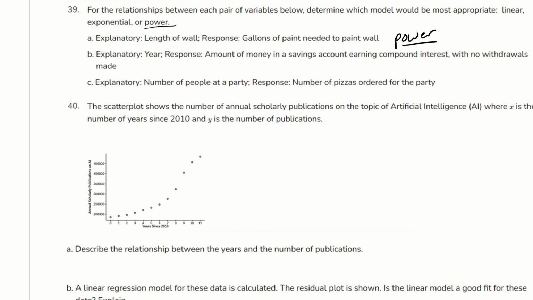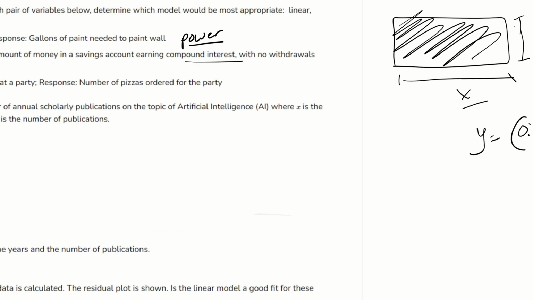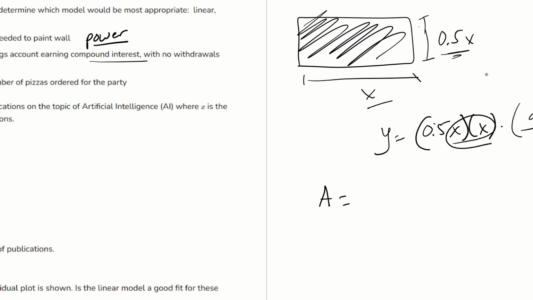For part B, the explanatory variable is the year, and the response is the amount of money in a savings account earning compound interest with no withdrawals made. Well, the formula for compound interest is P times 1 plus R over N, raised to the NT power. Compound interest accrues more and more. The greater your principal, the greater the amount of interest you have, and as time proceeds, you actually gain more and more interest over time.